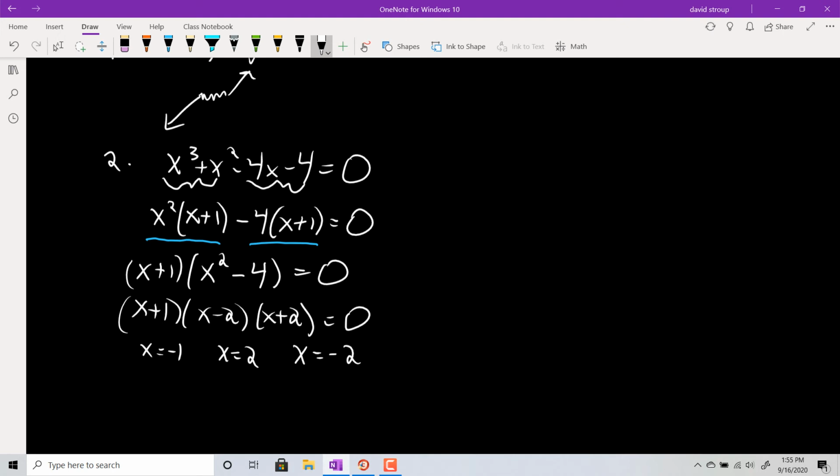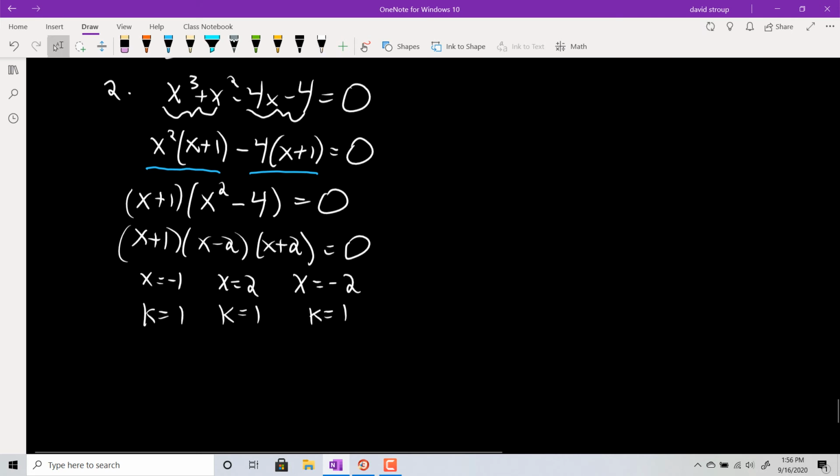And then note the multiplicity. So the multiplicity here is 1. They're all 1. And if it has odd multiplicity, that means it's going through the x-axis. So in each case, we should be going through, not bouncing off. Okay, y-intercept. So we let x equal 0. So y will be 0 cubed plus 0 squared minus 4 times 0 minus 4. Should be minus 4. And then even and oddness.